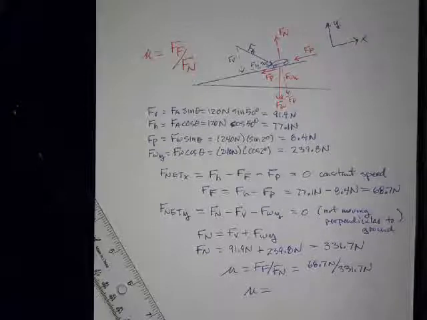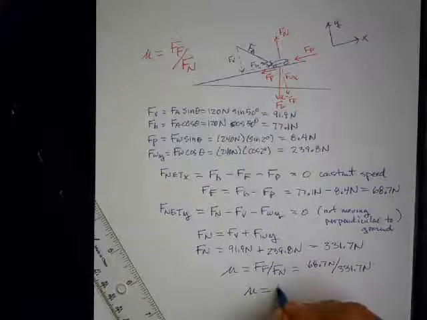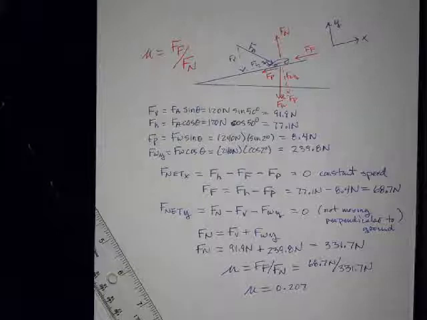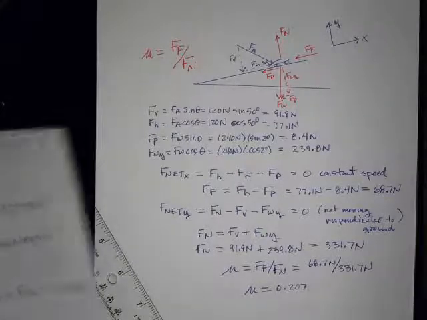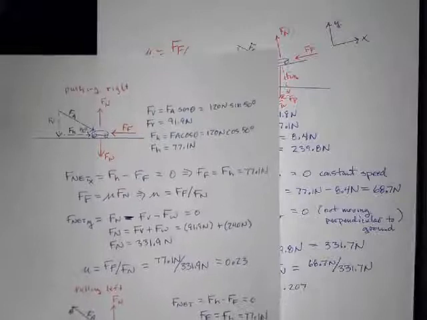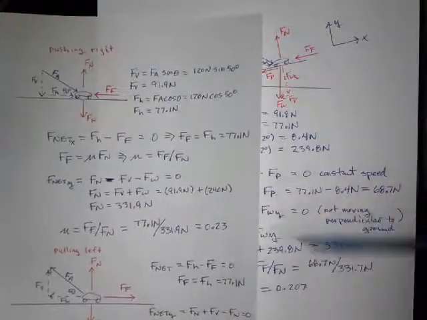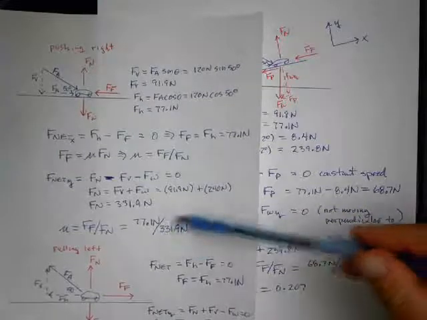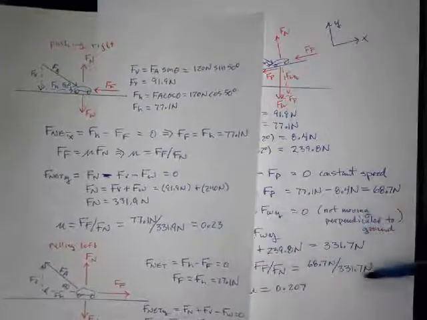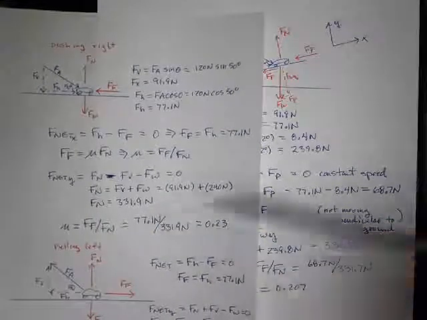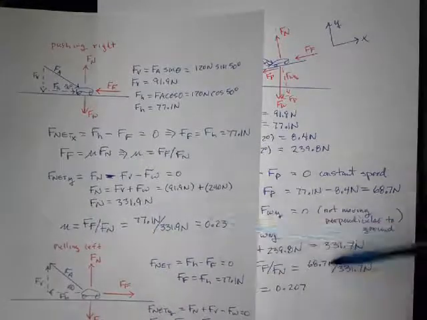Now, note, if I go back to part A for a second, that the denominator part was very close, 331.9 versus 331.7. The top part changed just a little bit. Instead of 77, it became 68 because we had to consider the FP. And so, my mu, a little bit less than it was in part A.